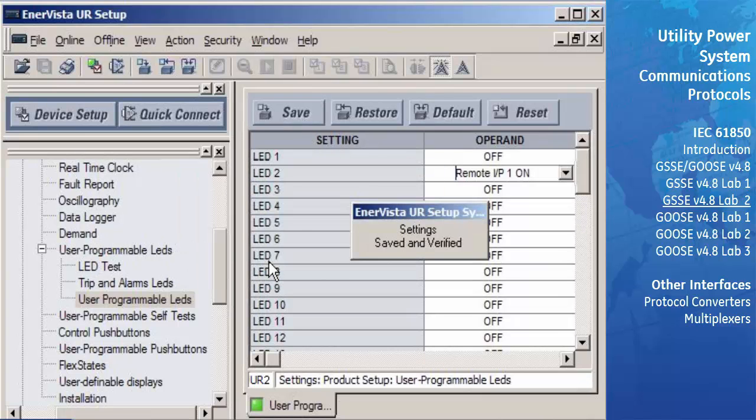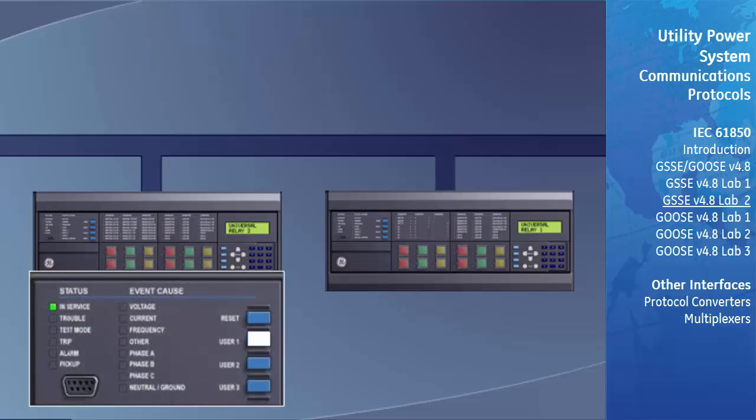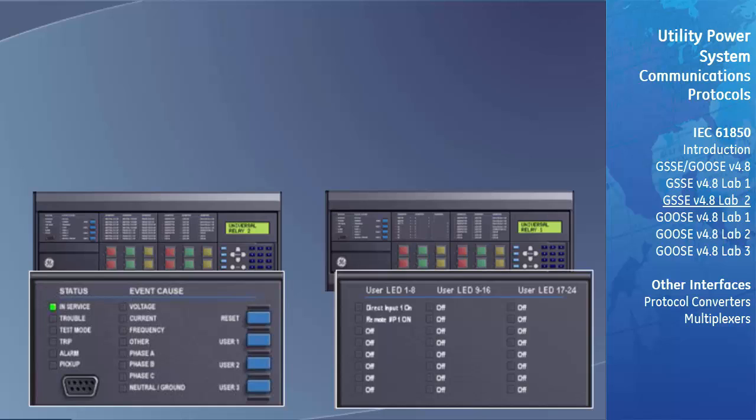To test the operation of our GSSE Remote I/O configuration, simply press User Push Button number 1 on UR1 and observe that the second user LED on UR2 illuminates. If UR2's Ethernet connection is removed, user LED number 2 will illuminate after 3 seconds corresponding to Remote Input 1's default configuration. If the connection is re-established, user LED number 2 will again display the status of Control Push Button 1 on UR1. This communications mechanism can be very fast.